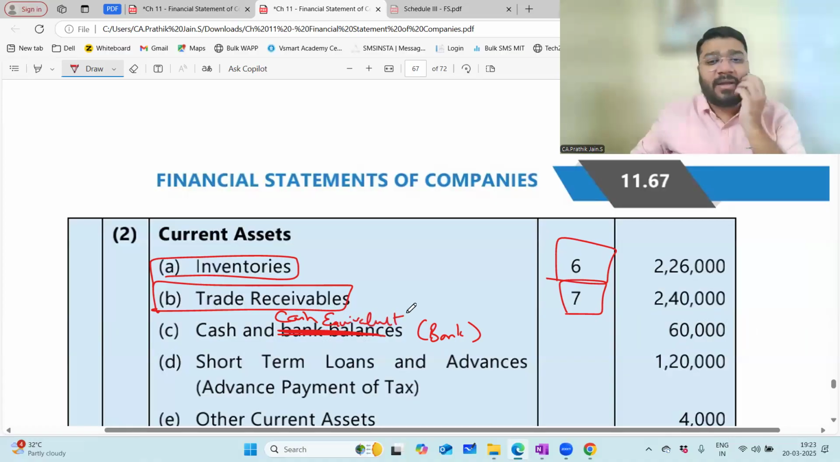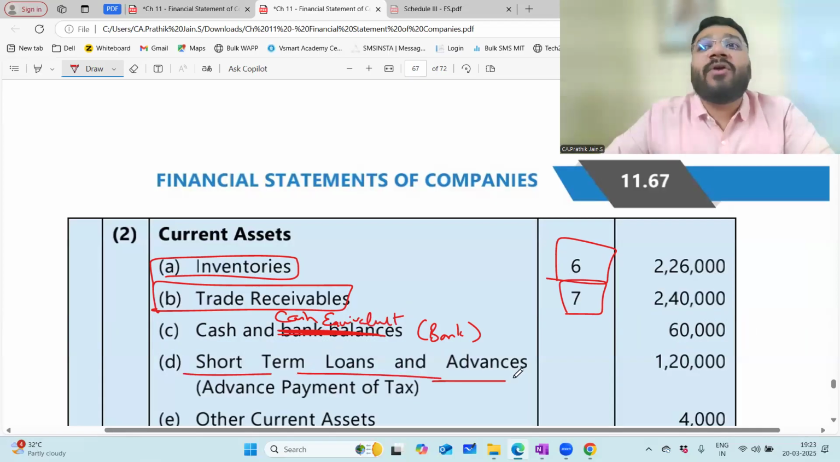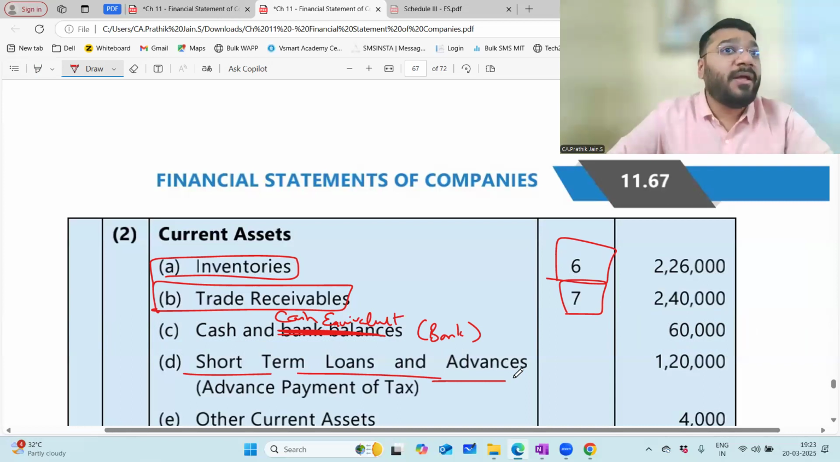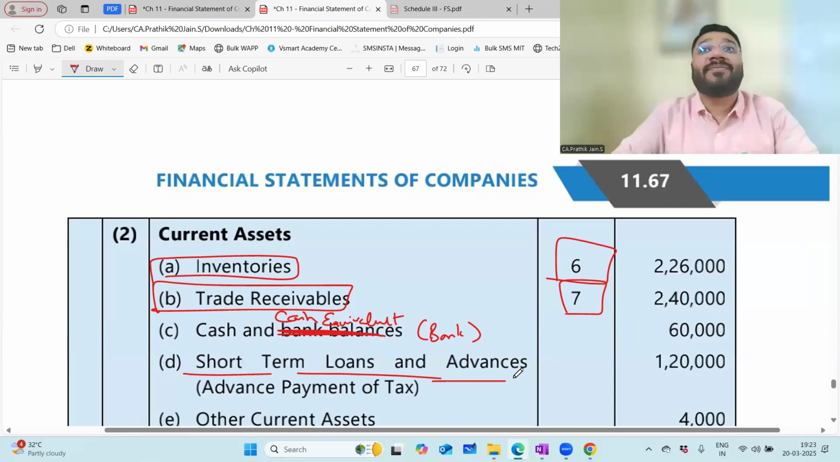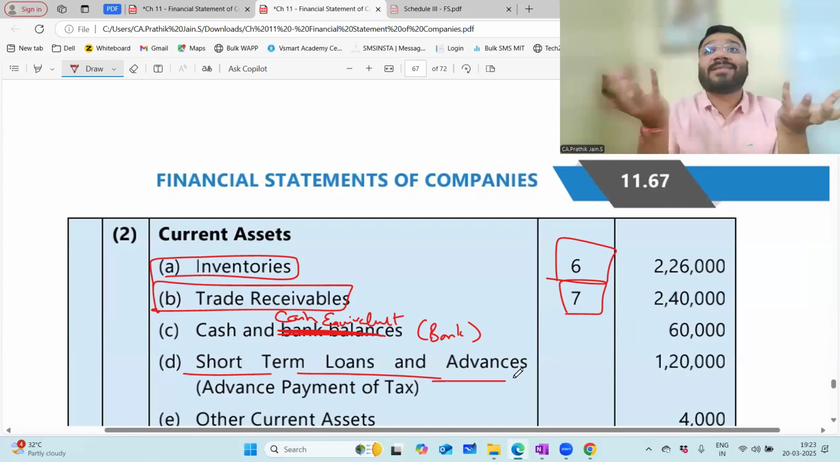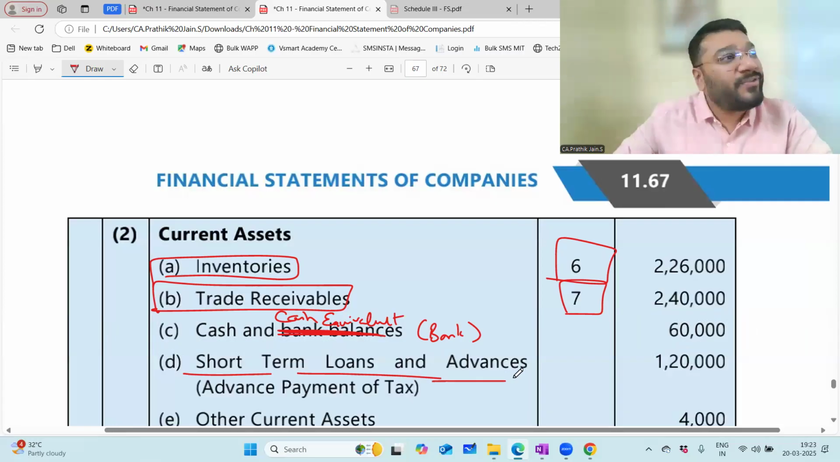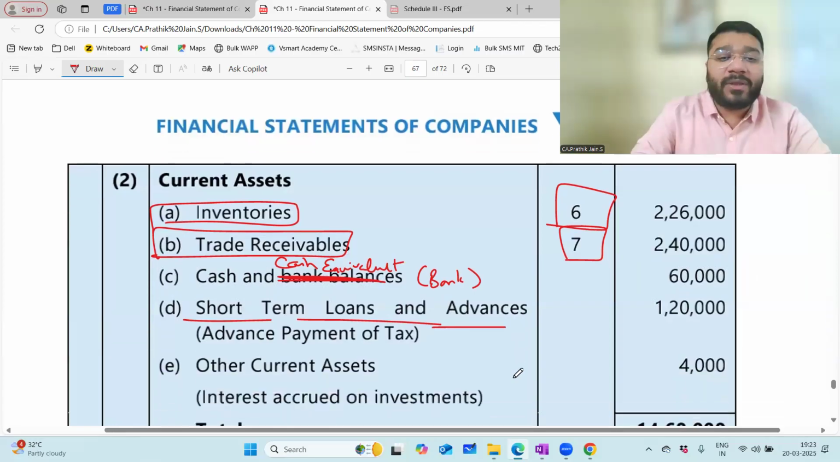Cash and cash equivalent. Then short-term loans and advances. In the beginning of the class, I told you, whenever you have provision for tax and advance tax, you can net it off. I was expecting that they'll net off. But to my surprise, they gave provision separately and advance tax separately. So we'll discuss what that is. As of now, we'll go with what the textbook is doing. What is this? I'll explain.